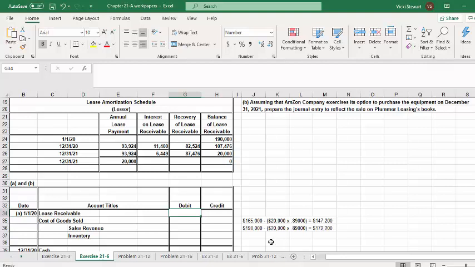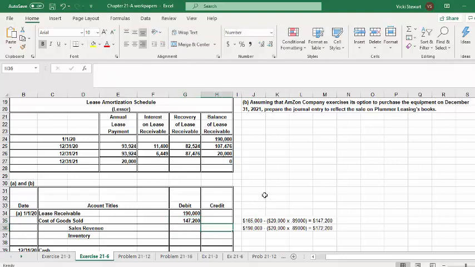So the first entry that we're going to make is to record the actual lease and sales revenue. So we would debit the lease receivable for the $190,000. We would debit cost of goods sold for the cost of the equipment minus the present value of the unguaranteed residual value. The reason that we're subtracting that is because since it's not guaranteed, there's always that chance that the equipment would be destroyed or damaged to the point where it would not be worth the $20,000.